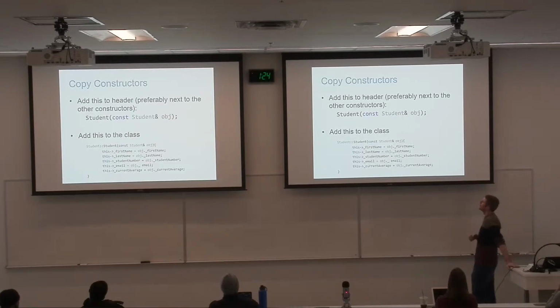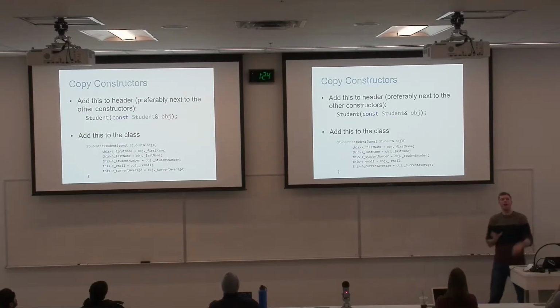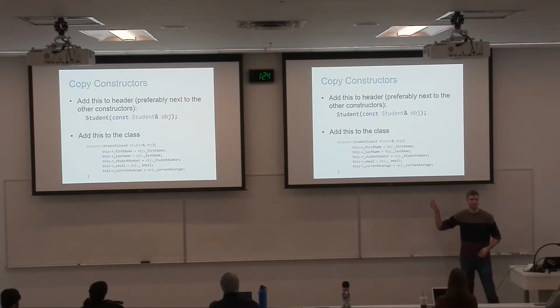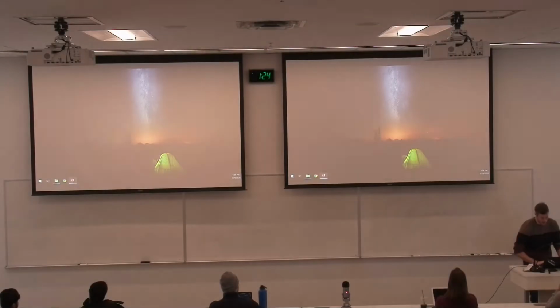There. So now, if I wrote something like A student equals B student, in the example where I had variables of students, it would call this constructor. It calls this. So quickly, I'm going to add this to my code.